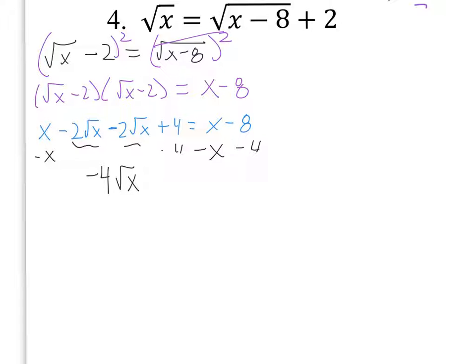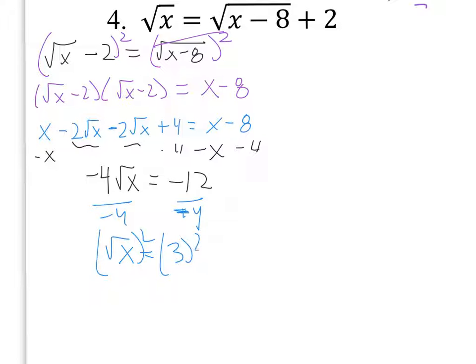Square root x is equal to negative 12. And now, at this point, since I only have the one x, this x canceled, I can solve. I do not have to square twice. So I'm going to divide by negative 4, divide by negative 4, square root x is equal to 3. Square both sides, x is equal to 9.